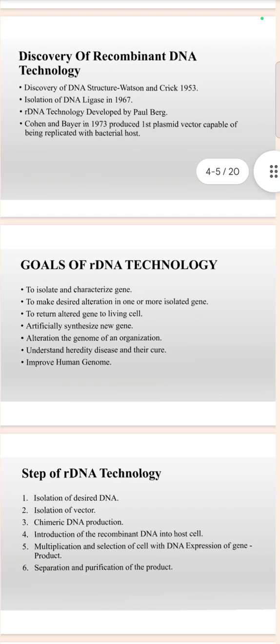Next we are going to learn the goals of rDNA technology. We are following some goals: to isolate and characterize genes, to make desired alterations in one or more isolated genes, to return the altered gene to living cells, artificially synthesize new genes, improve the human genome, understand hereditary diseases and their cure, and alter the genome of organisms.